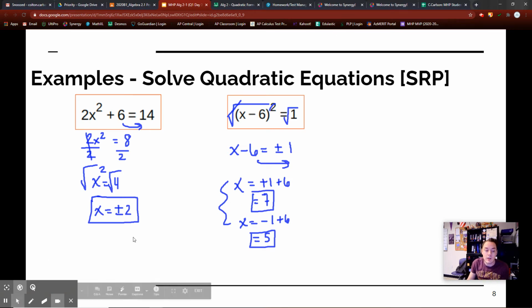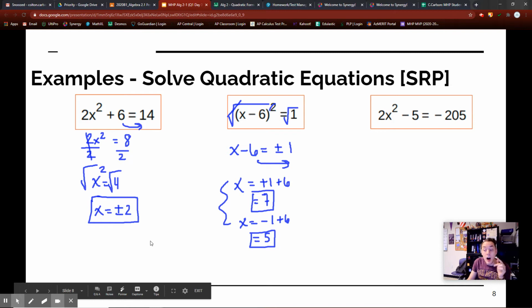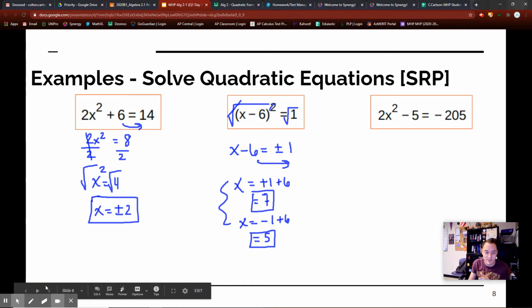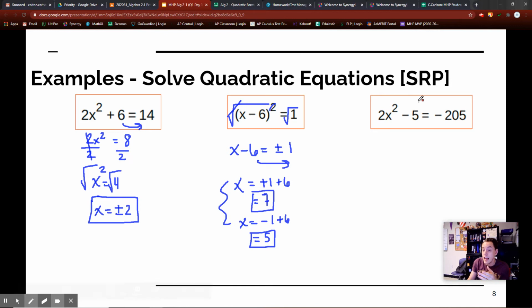So now let's go through this one. And automatically you should notice one thing that's maybe a little bit odd here. I want you to take a guess. What happens if I actually add this 5 over? Okay, so I get 2x equals negative 200. All right, and if you're still not knowing what's wrong with this, okay, that's fine. Divide by 2, just like normal, all right? So this is x squared equals negative 100.